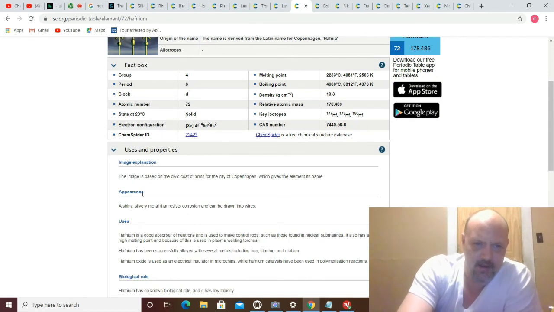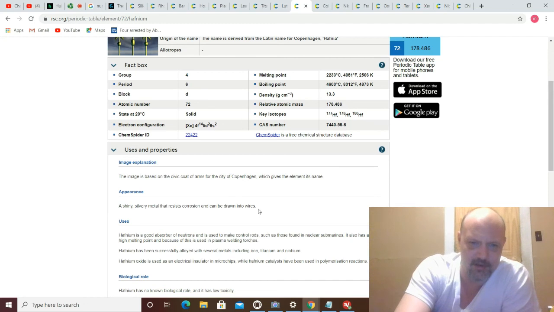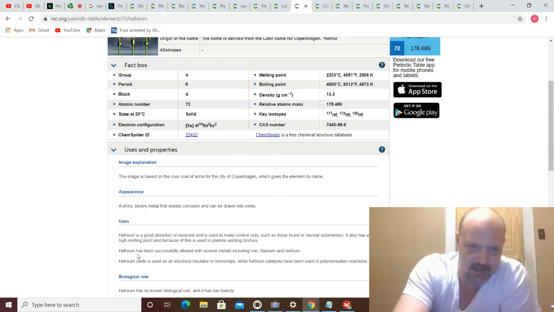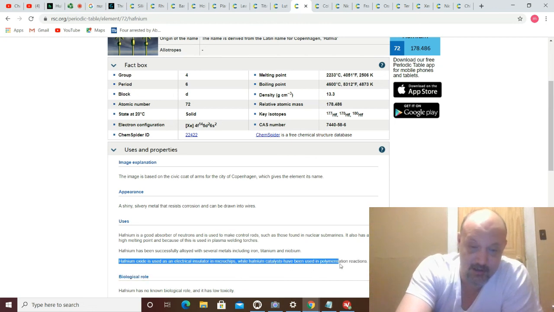Hafnium is a shiny, silvery metal that resists corrosion and can be drawn into wires. It's a good absorber of neutrons and is used to make control rods such as those found in nuclear submarines. It has a very high melting point, so it's used in plasma welding torches. It's been successfully alloyed with several metals and is used in electric insulators and microchips.